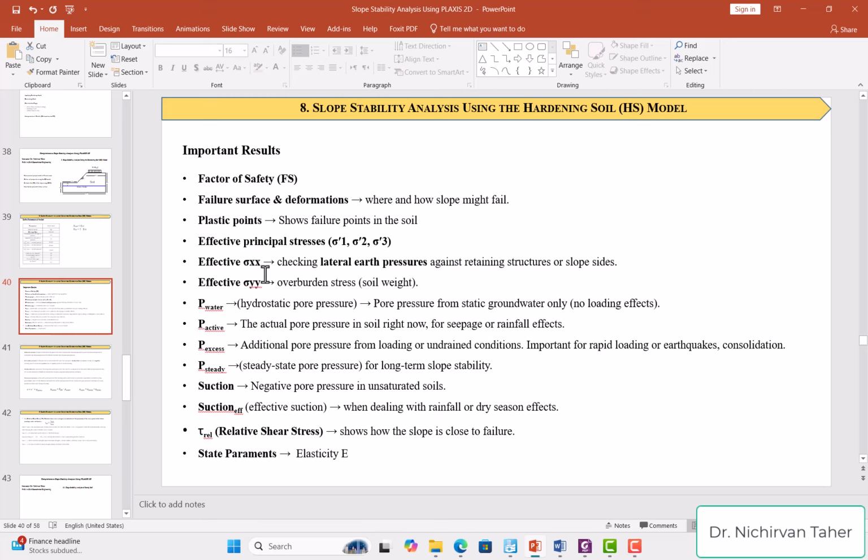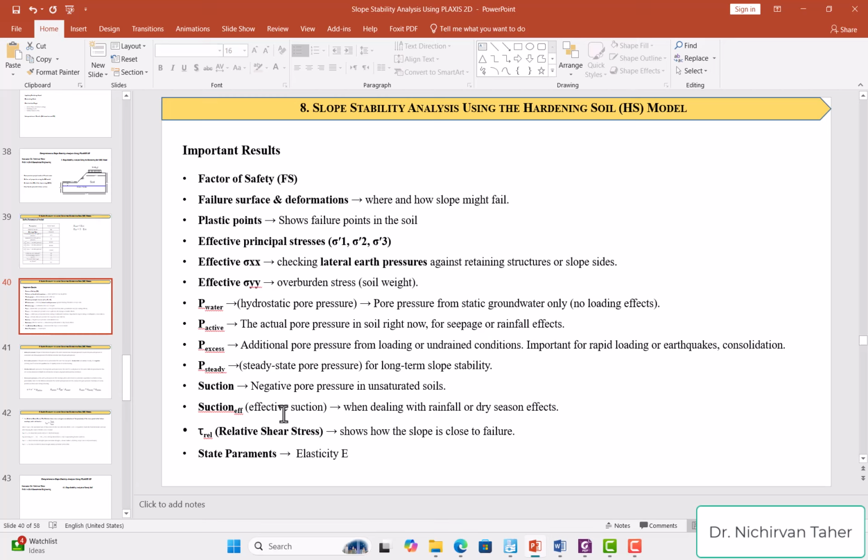Also, we will explain the effective principal stresses or total principal stresses in Plaxis 2D, and also effective stresses in x direction, sigma x, and effective stresses in y direction, and the importance of these parameters for practice in slope stability analysis. Also, we will shortly talk about active pore water pressure or hydrostatic pore water pressure, excess pore water pressure and steady pore water pressure in Plaxis 2D.